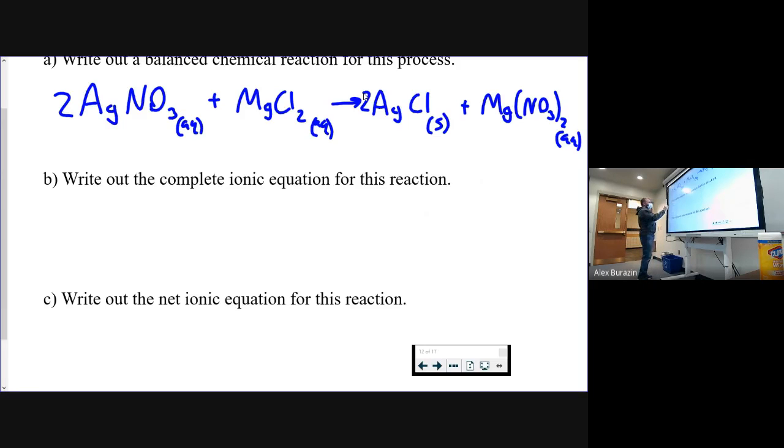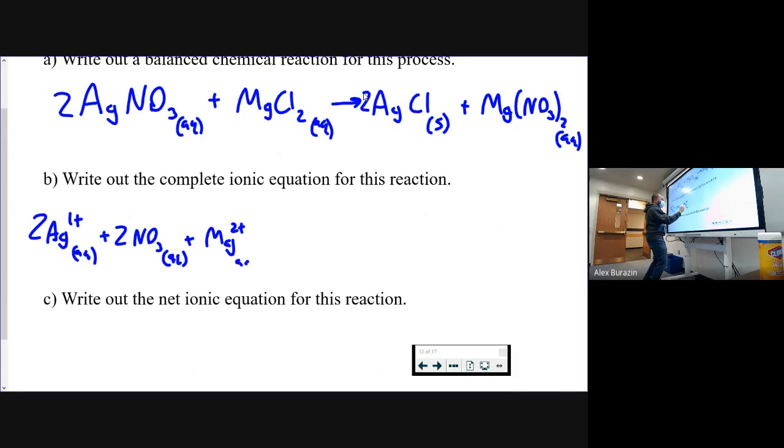But let's dissociate this. I have 2 silver ions, aqueous, plus 2 nitrate ions, aqueous, plus 1 magnesium 2 plus ion, aqueous, plus 2 chloride ions, aqueous. That's going to give me my products. The solid stays together, right? The solid compound, this is ionic, but it's not dissolved in water. That is the actual correct formula for silver chloride in its solid phase.